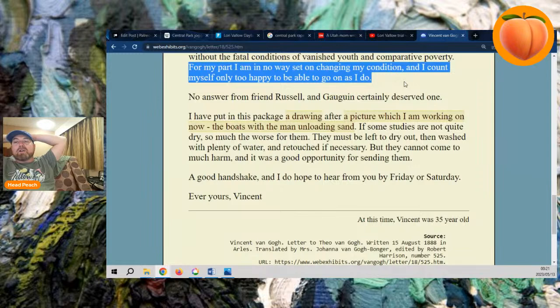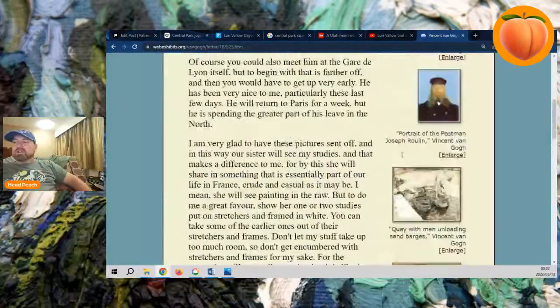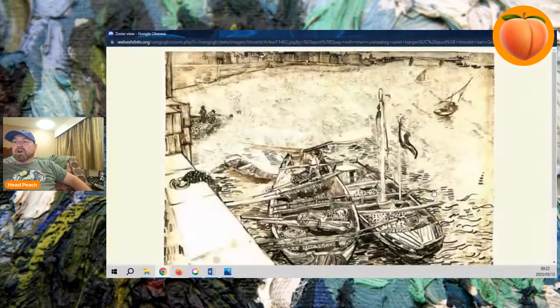Then, final paragraph, he says, I've put in this package a drawing after a picture which I'm working on now, the boats with the man unloading sand. If some studies are not quite dry, so much the worse for them. They must be left to dry out, then washed with plenty of water and retouched if necessary. But they cannot come to much harm, and it was a good opportunity for sending them. A good handshake, and I do hope to hear from you by Friday or Saturday. Ever yours, Vincent.